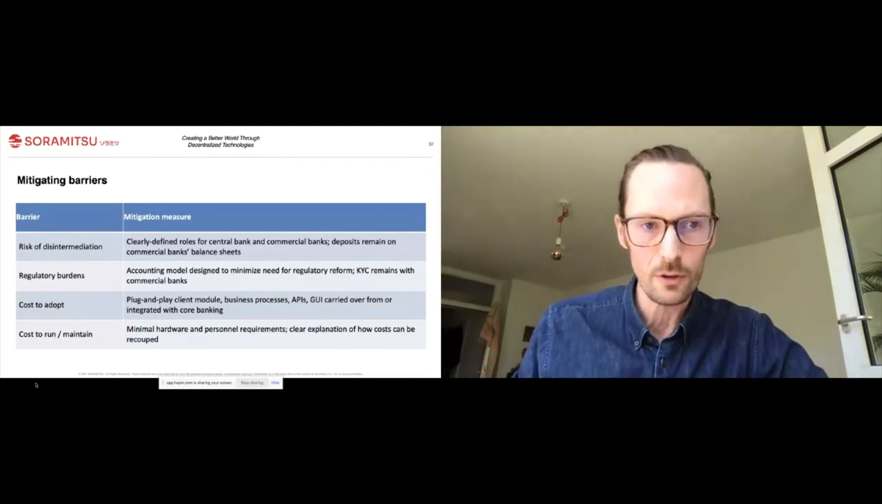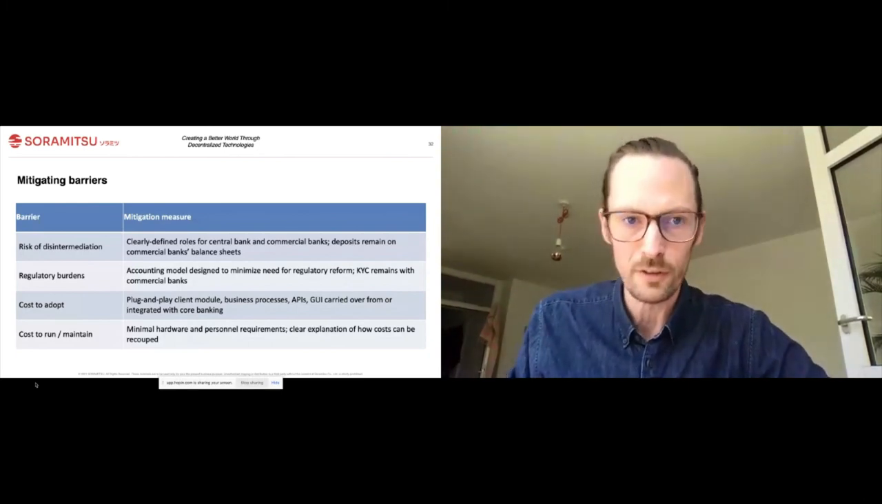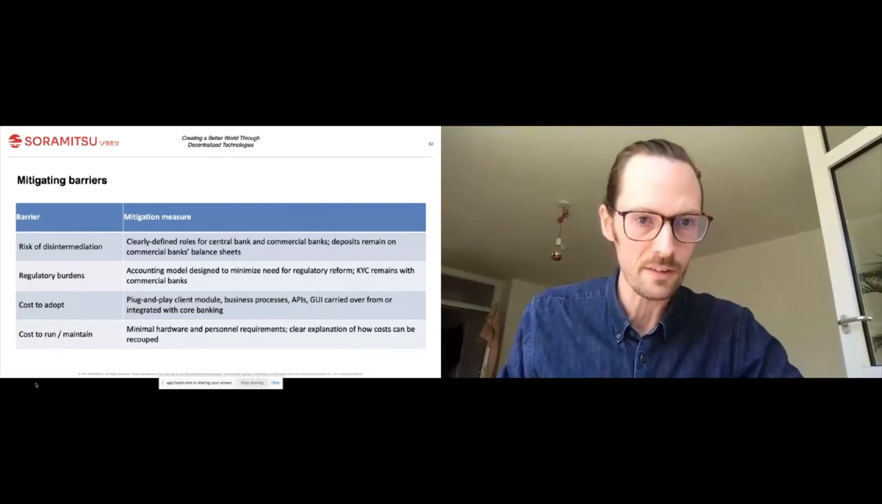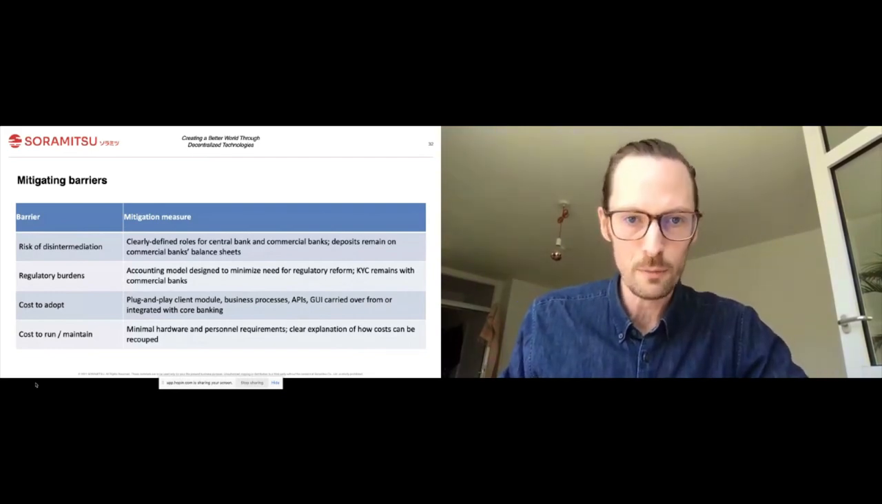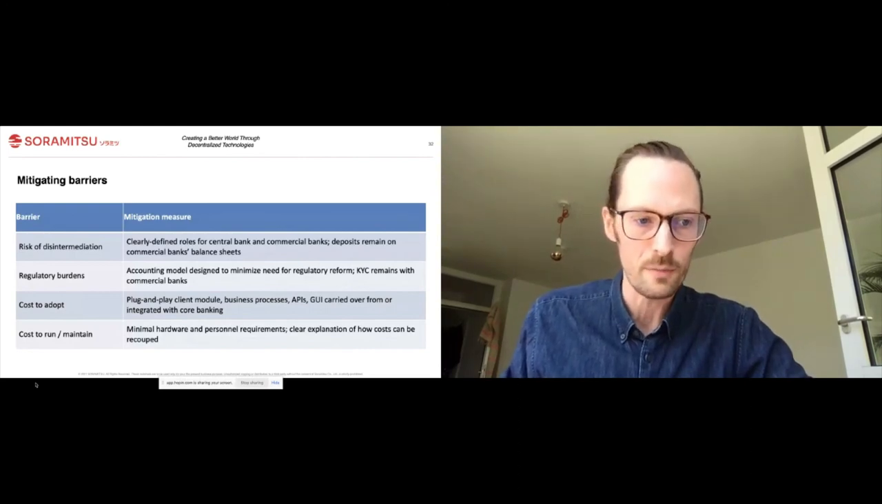It has a very low cost to adopt for private sector players. The client module is plug and play. The business processes, APIs, and GUI are carried over from or integrated with the core banking system. And it has minimal hardware or personnel requirements and a clear explanation of how costs can be recouped.